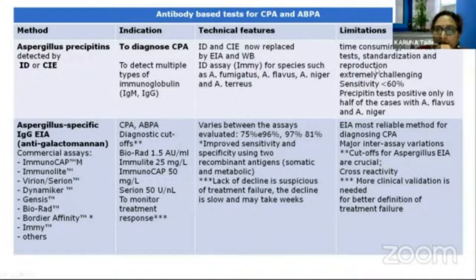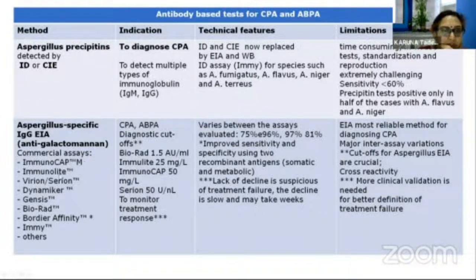But it was time consuming, and every time standardization was required, and there was less reproducibility. There were challenges with performance, with sensitivity less than 60%. And the precipitin test was positive in only a few cases of Aspergillus flavus and niger. So Aspergillus specific IgG enzyme immunoassays, that is anti-galactomannan assays, were commercially available.